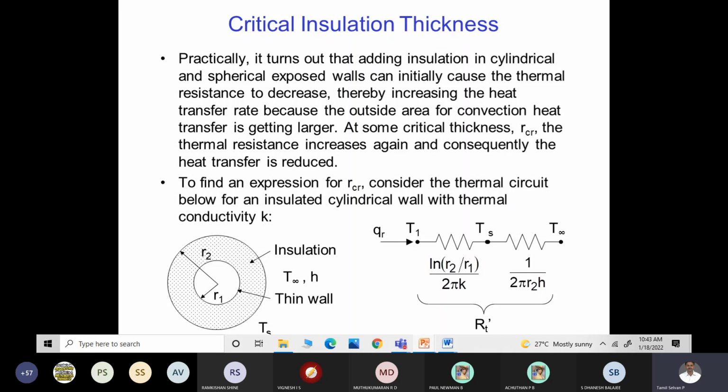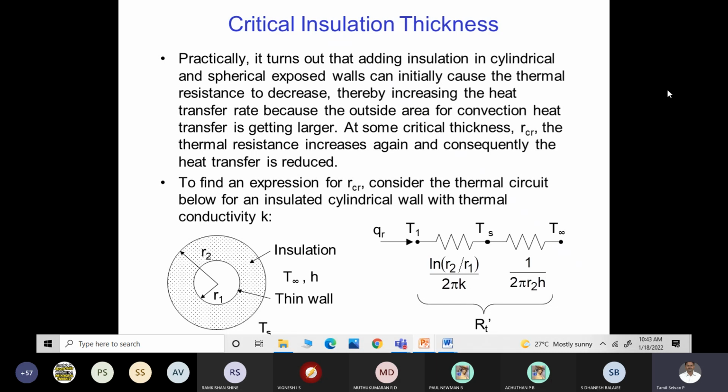Okay, now what happens here is when we add insulation to cylinders and spheres, if we keep on adding, it initially causes the thermal resistance to decrease, thereby increasing the heat transfer rate, because the outside area for convection heat transfer is getting larger. At some critical thickness, the thermal resistance increases again and consequently the heat transfer is reduced.